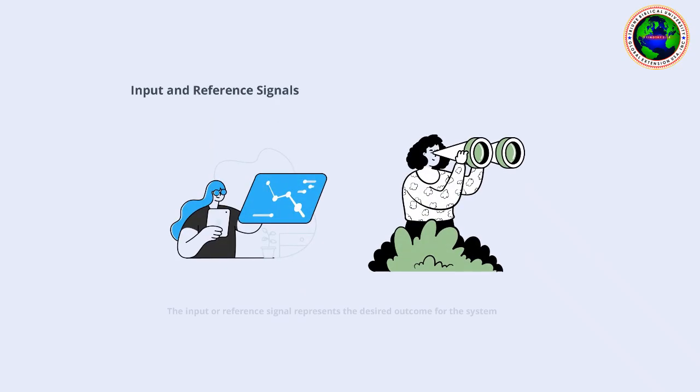The input or reference signal represents the desired outcome for the system. In a washing machine, this might be the selected wash cycle. In cruise control, it's the speed you set. The system's job is to achieve this target as closely as possible, using either open-loop or closed-loop control strategies.